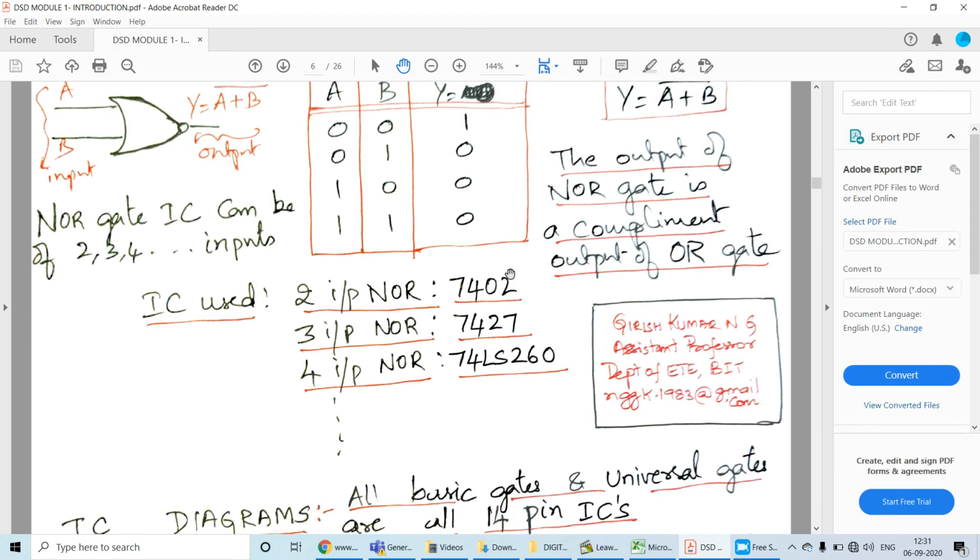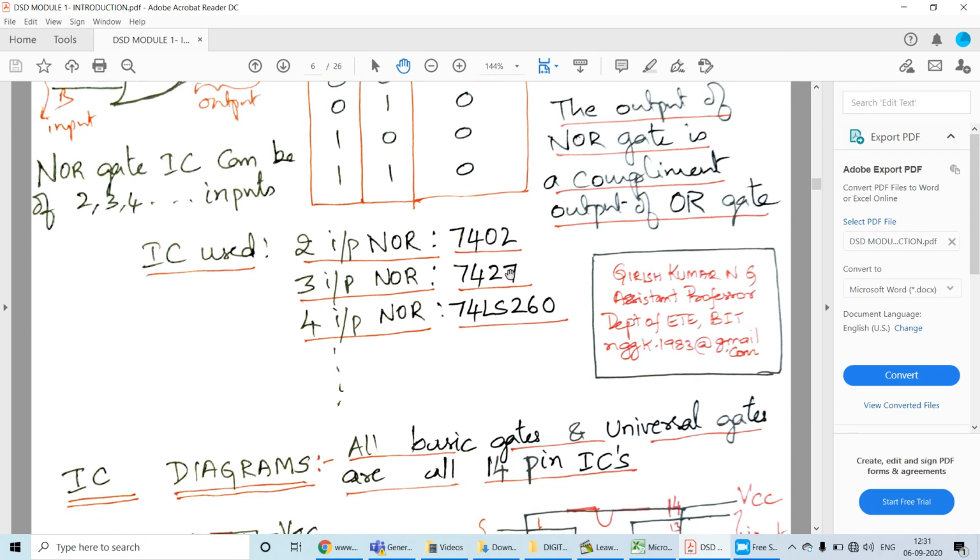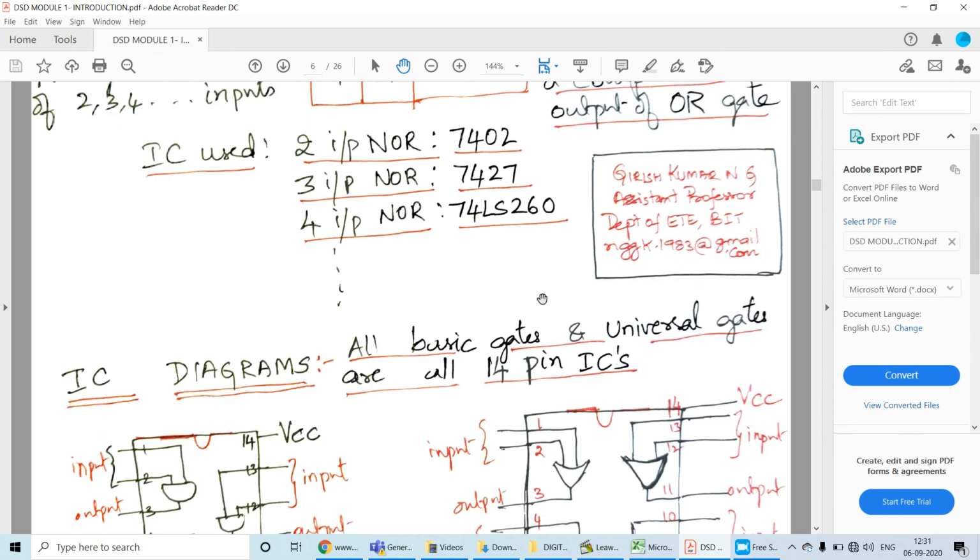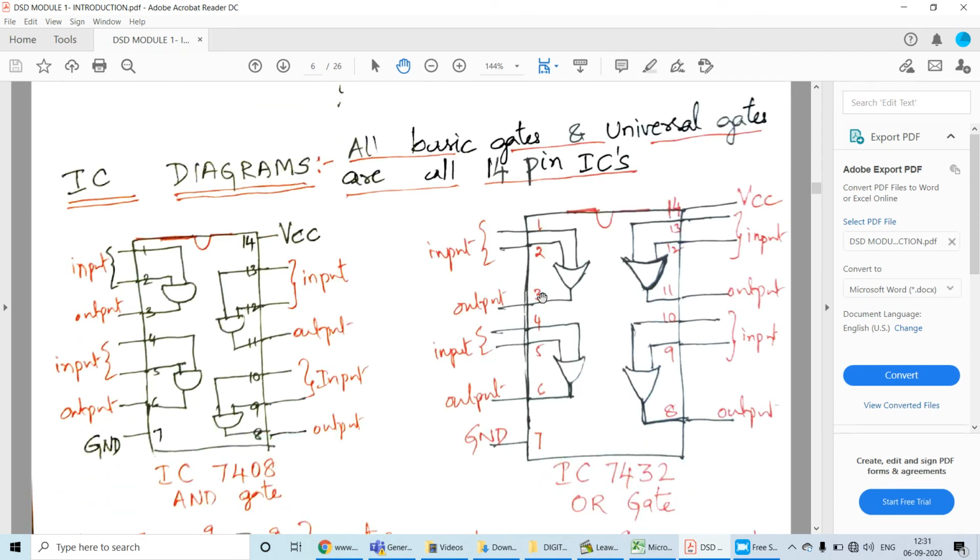Okay, I hope this is clear to you. I have an IC diagram for all these particular gates which we have discussed here. Normally all these basic gates and universal gates which we have discussed are 14 pin ICs. The IC will have 14 pins.